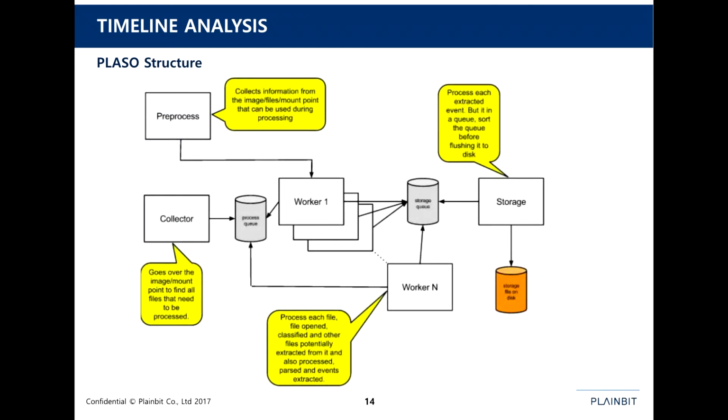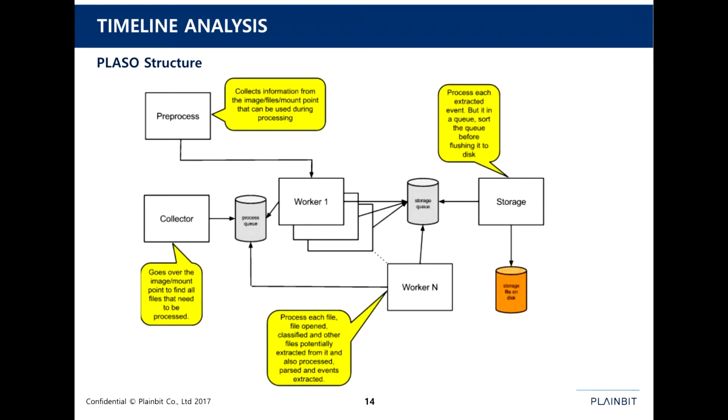The material you are looking at is the structure of the Plazo tool. Plazo first executes pre-processing. It identifies whether the input data is an image file, a folder, or a local volume, and identifies the operating system and what the user list is. Once you obtain all the information needed to create timeline data in this way, it passes the input data to the worker. Worker is in the process of generating timeline data.